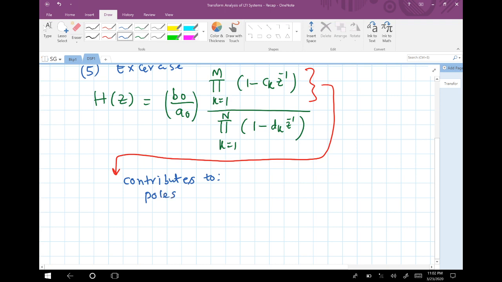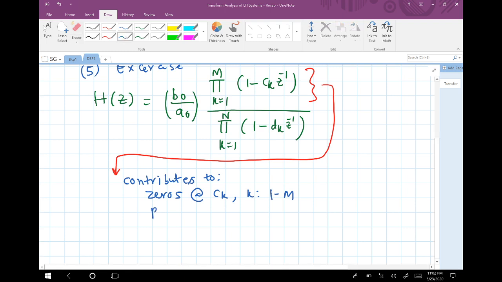Let's start with the zeros first. Where does it have zeros? The roots essentially will contribute to zeros of that transfer function. So where do you have those zeros? It contributes to zeros at ck, right? And this k varies from 1 to m. Yeah, we are starting the index with 1, so this will be 1 to m.